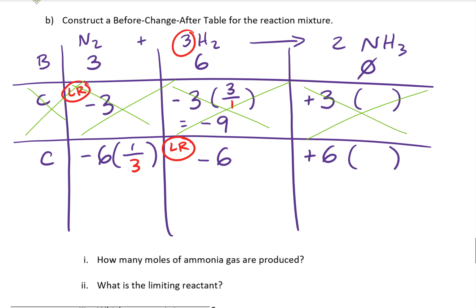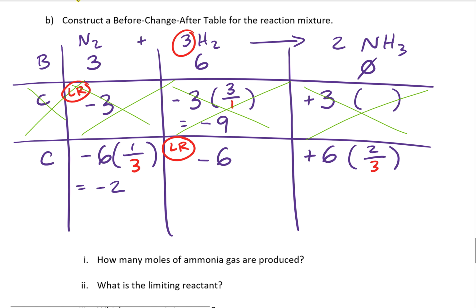You're going to repeat that for the ammonia. Its coefficient is 2 over the coefficient of hydrogen, 3. We're going to simplify in each one of our change boxes. 6 over 3 is 2.